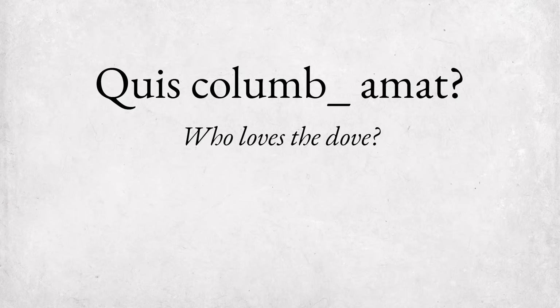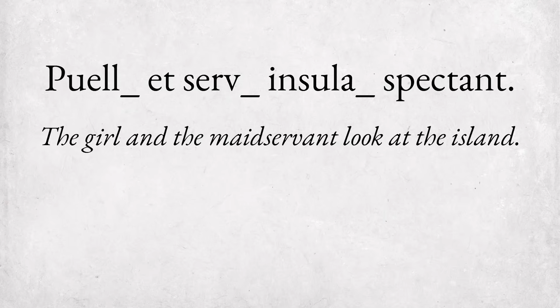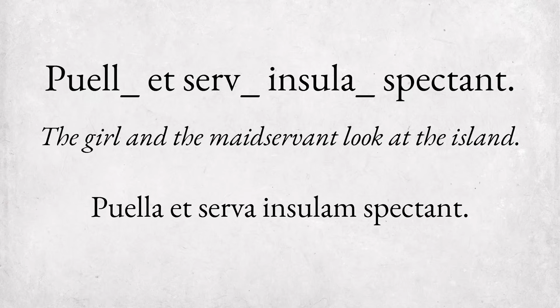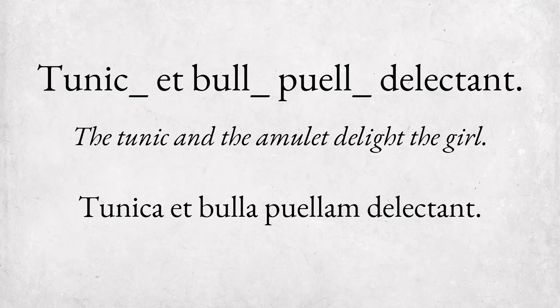Who loves the dove? Here again, quis columbam amat. The girl and the maidservant look at the island. Puella et serva insulam spectant. The tunic and the amulet delight the girl. Tunica et bulla puellam delectant.